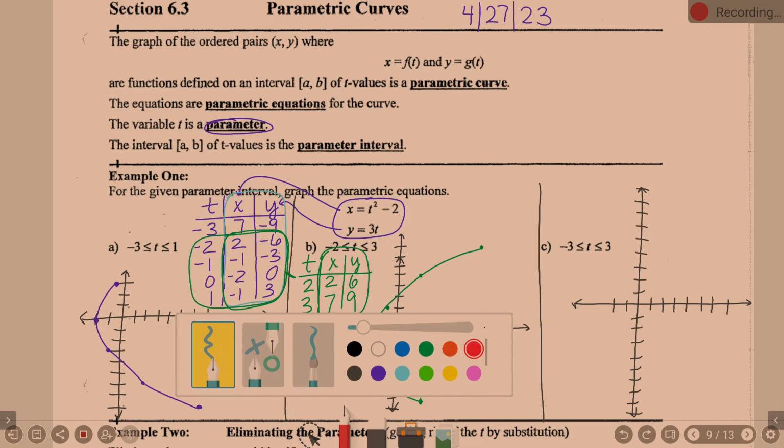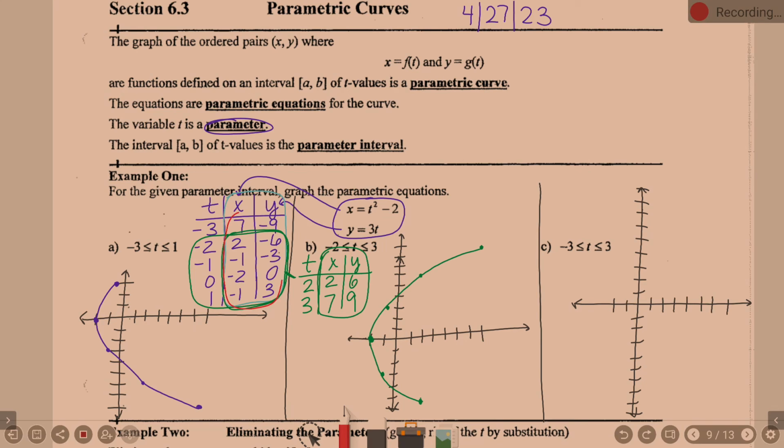And so now for this one, we are using all the pieces. Did you get started without me? Yes. Good. Right 7, down 9. Right 2, down 6. Left 1, down 3. Left 2, up or down 0. Left 1, up 3. Right 2, up 6. And right 7, up 9.